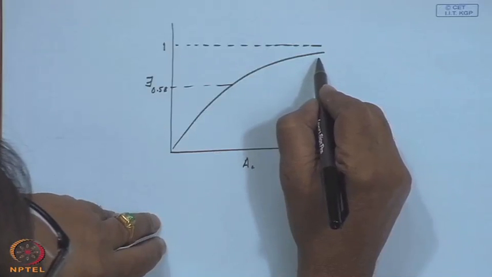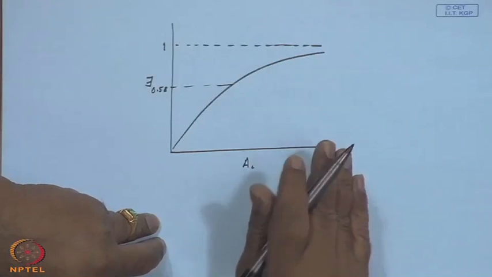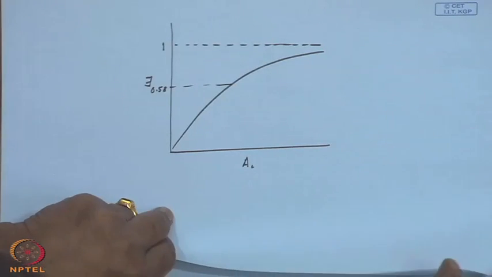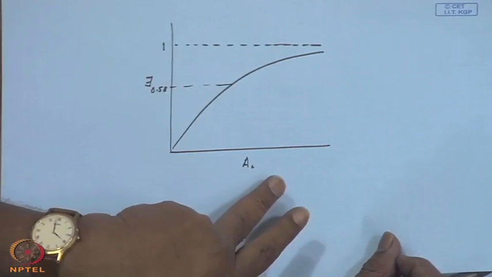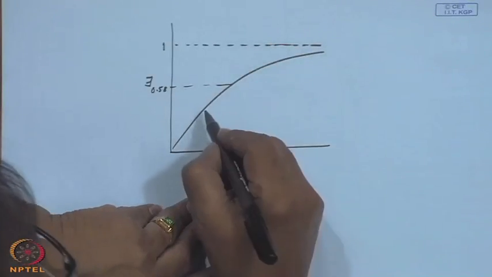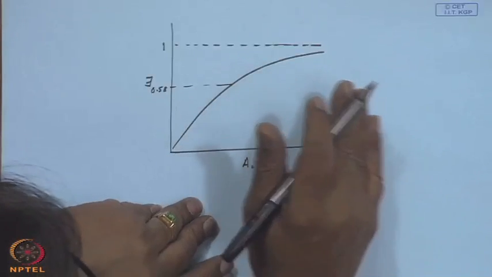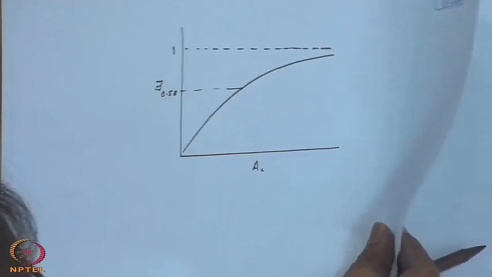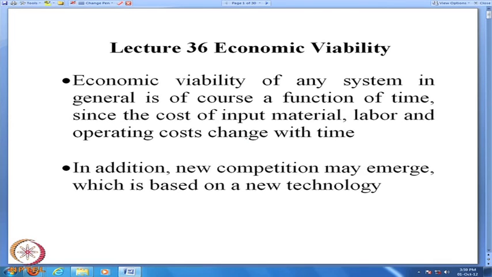Consequently, the return from this solar energy as the area increases will become marginal, less and less. Consequently, my economic viability will be affected if you choose a larger area. Of course, still it may be economically viable, or even if you take a very small one, it may not be viable. That is a different issue which we are going to assess through this lecture. So, this is one objective, and economic viability of any system in general is of course a function of time, since the cost of input material, labor and operating costs change with time.